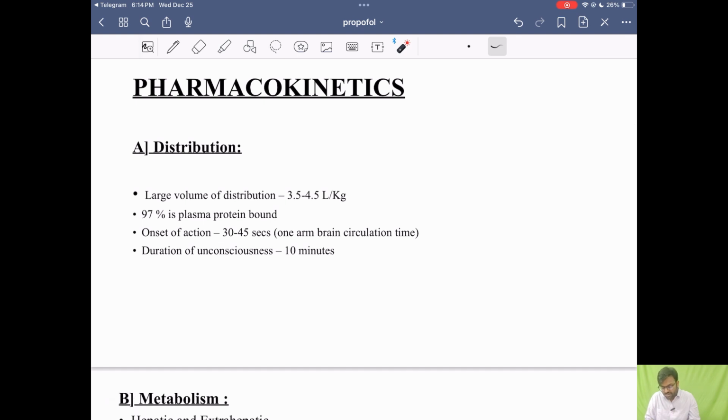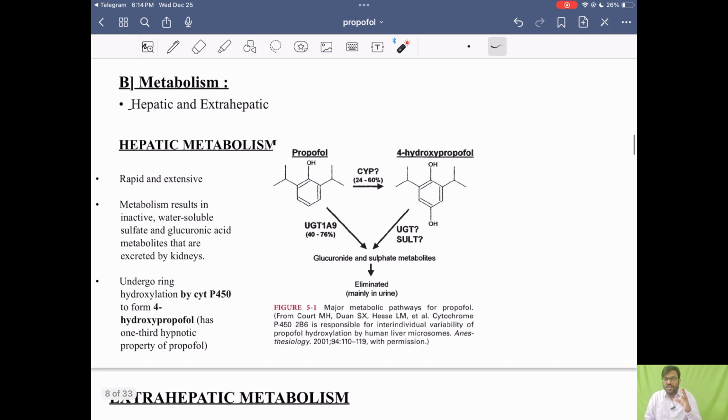Now we'll talk about its metabolism. Propofol gets metabolized either by the hepatic pathway or the extrahepatic pathway. First, we are going to discuss hepatic metabolism. So here we can see propofol. The hepatic metabolism is very rapid as well as very extensive. So this is the structure of propofol. One pathway leads to glucuronidation and sulfate metabolites. It gets converted to that, and then further it is eliminated in urine.